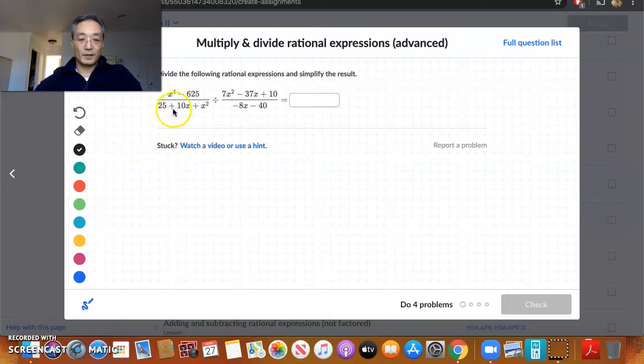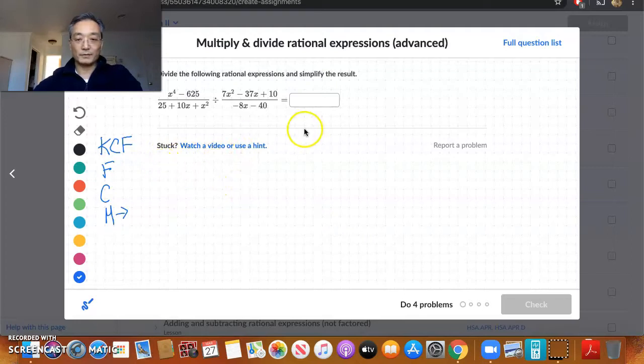First off, they want us to divide the following rational expression and simplify. So the first thing I'm going to do again is my keep change flip. If you recall the steps: the keep change flip, for divisions, that's only for divisions. And then we have our factoring, and then our canceling, and then finally multiplying across. So let's start with the keep change flip.